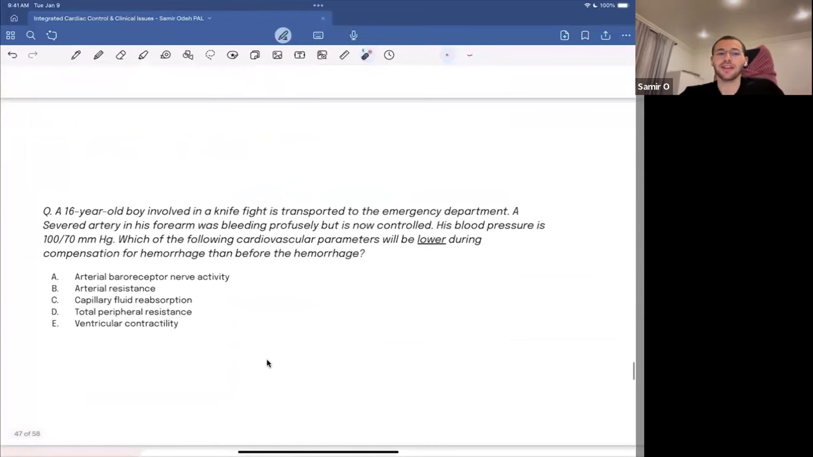Okay. So our question is: a 16-year-old boy is involved in a knife fight and is transferred to the emergency department. A severed artery in his forearm is bleeding profusely but is not controlled. His blood pressure is 100/70. Which of the following cardiovascular parameters are lower during compensation for hemorrhage than before the hemorrhage? So this just means one of these is less now than it was before the hemorrhage. Can someone answer and tell me why?